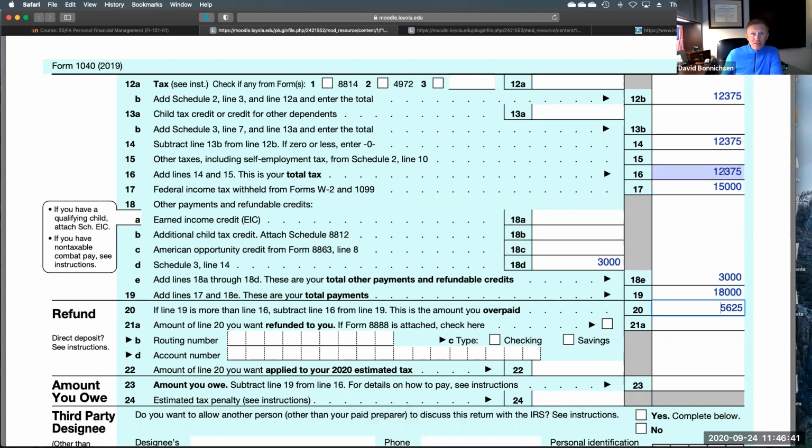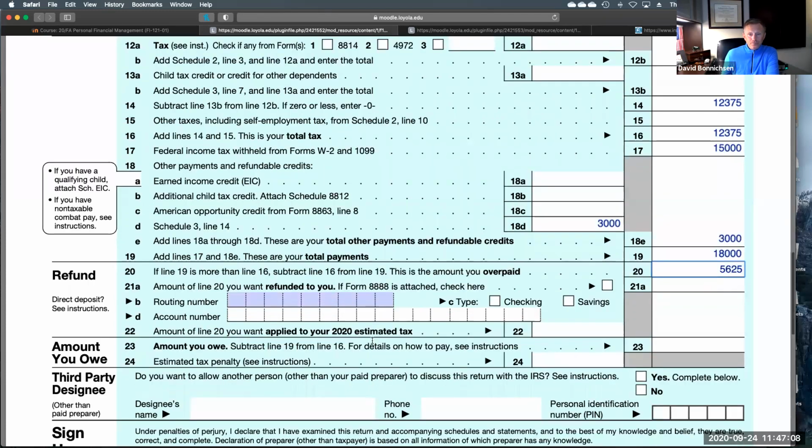Okay, if the amount that you owe, if 19, okay, is less than 16, then you owe money in row 23, okay? And in that point, you're writing a check to the IRS. So at this point, we're finished with the Spencer family, okay? They're gonna get a nice refund of $5,625, okay, into their checking account that they're going to be selecting, or their savings account. But you put your routing number and your account number, and you're done.